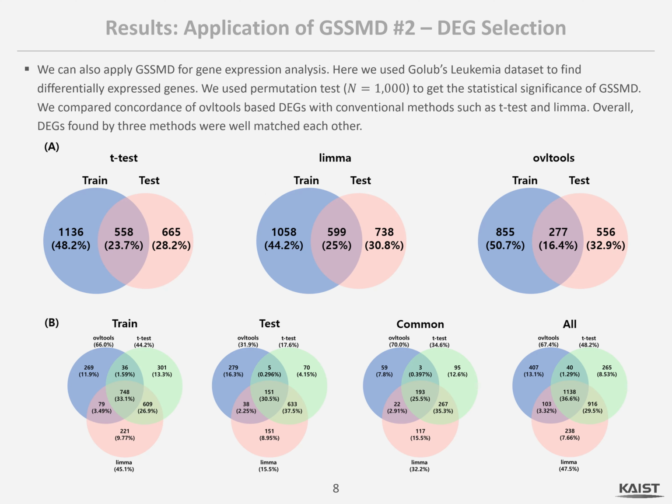We can also apply GSSMD for differential expression analysis. Due to the time limitation, I will briefly mention these results. Here we use a GSSMD-based DZ selection technique based on a permutation test. We compared the selected DZ with conventional DZ selection methods such as t-test and limma. As you can see in these Venn diagrams, they are well matched to each other.